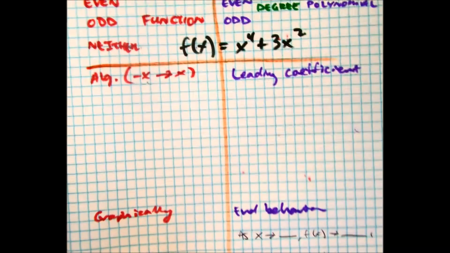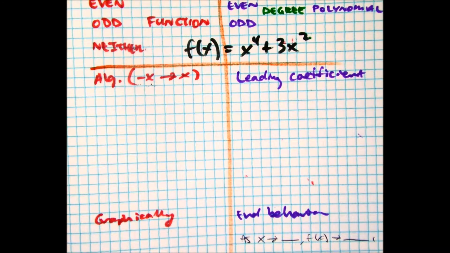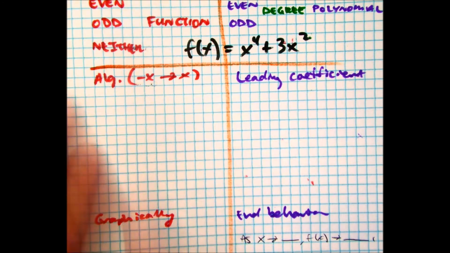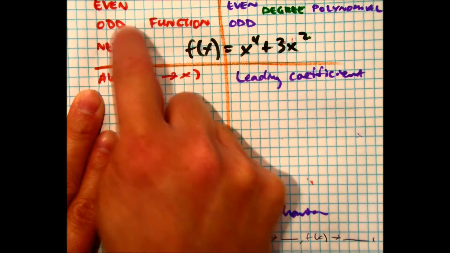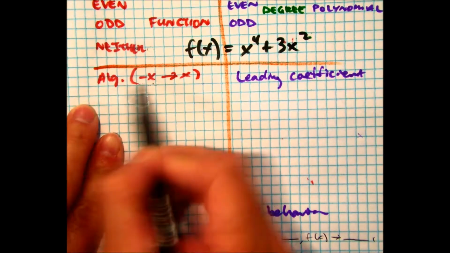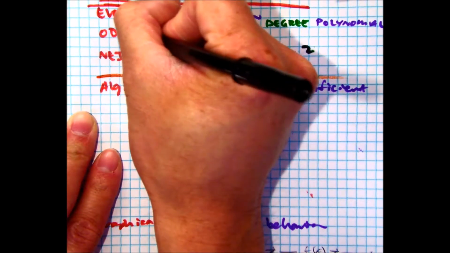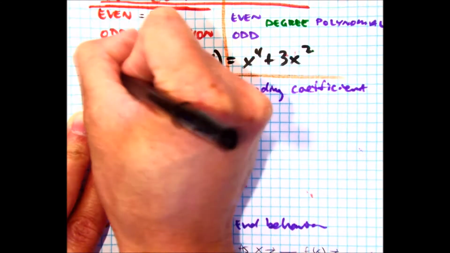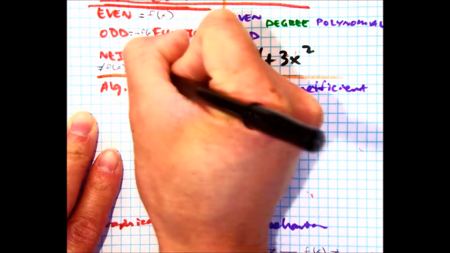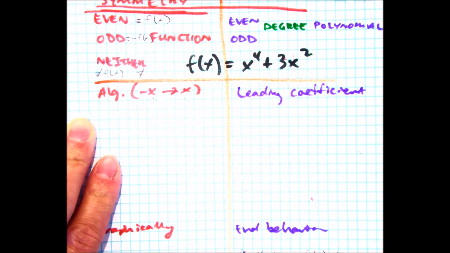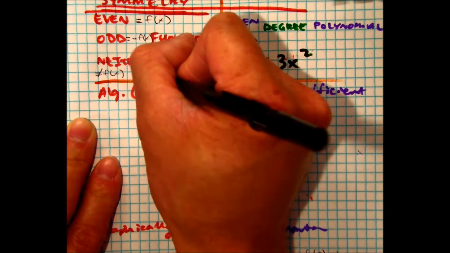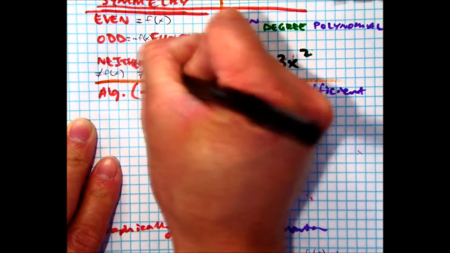Alright, so I gave you a problem, x to the fourth plus 3x squared, and I asked you a bunch of questions like determine algebraically if this is an even, odd, or neither function. So all I have to do is substitute in negative x for every x value and see what we get. Remember, if it's equal to the original function, it is an even. If it's equal to the opposite of the original function, it's an odd. And if it's not the original function, and it's not the opposite of the original function, then it's a neither.